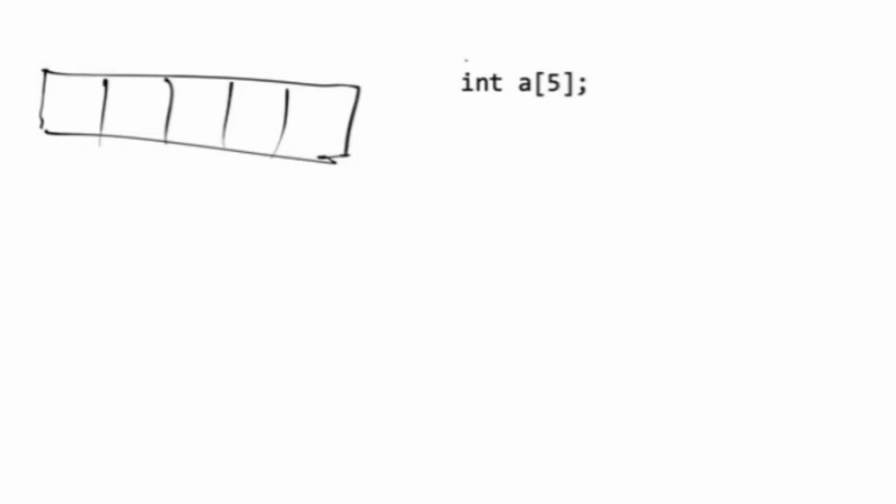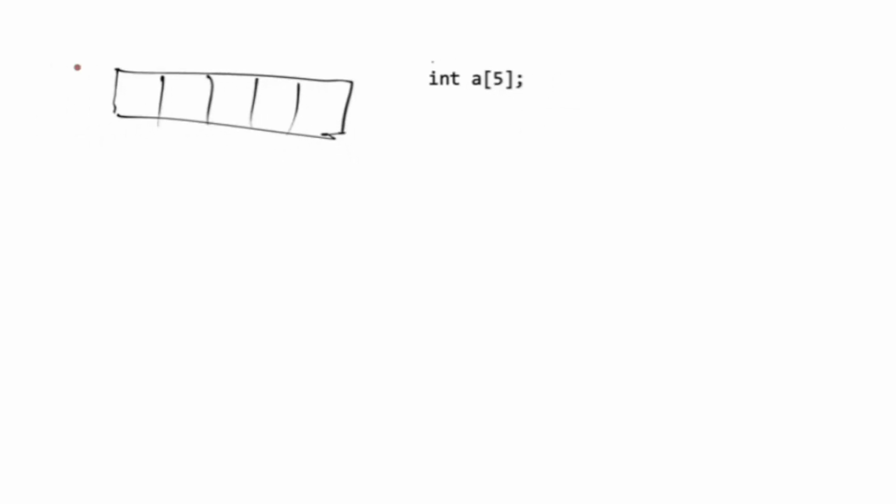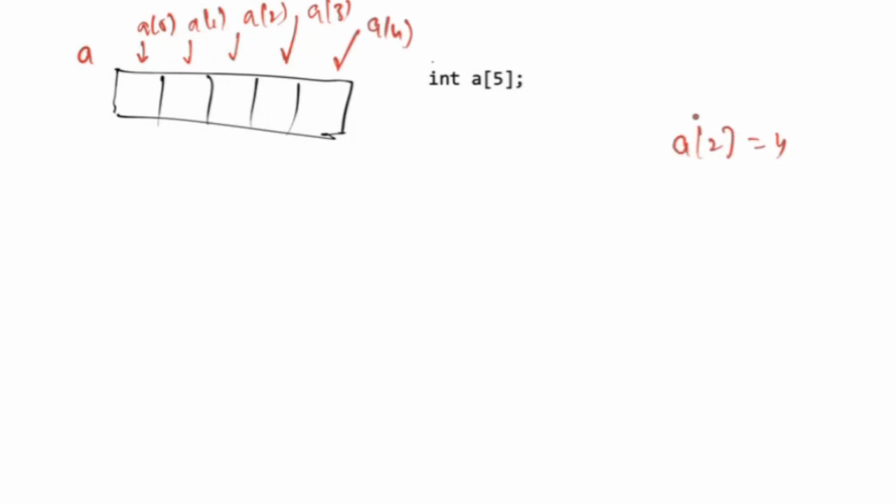If it is an array of 5 integers, then all the 5 elements will be contiguous. Contiguous means that this is A[0], then this is A[1], this is A[2], this is A[3], and this is A[4]. So if I say A[2] = 4, then 4 will go here. The benefit of using an array is that array is a random access memory.